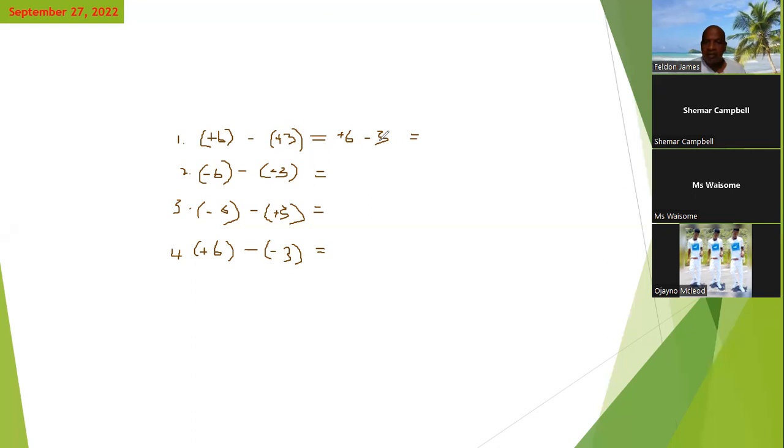So if you pay back the $3 that you owe, you're going to have what? +3. And if you follow the rule, you find the difference, take away the smaller one from the larger one. So you take away 3 from 6, you get what? 3. And you keep the sign of the larger one. The larger one has the sign of positive, so the answer is going to be +3.